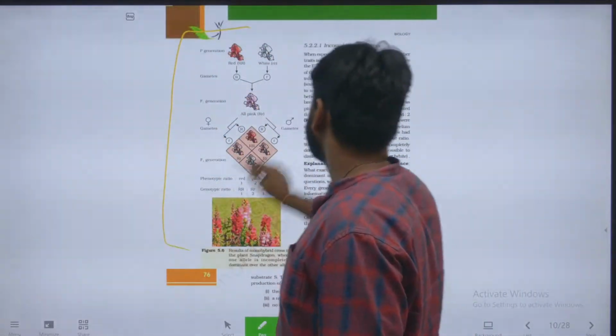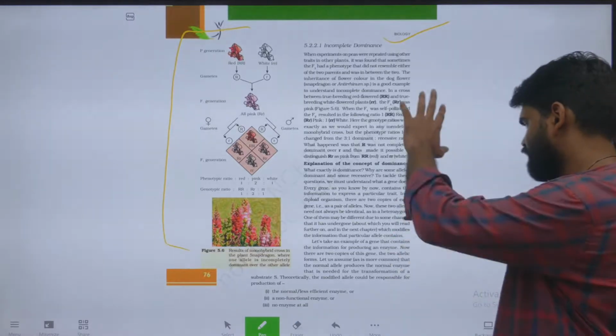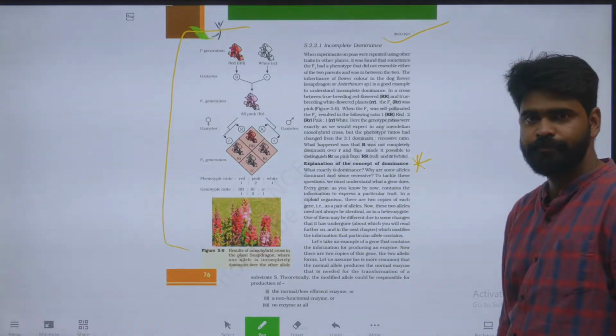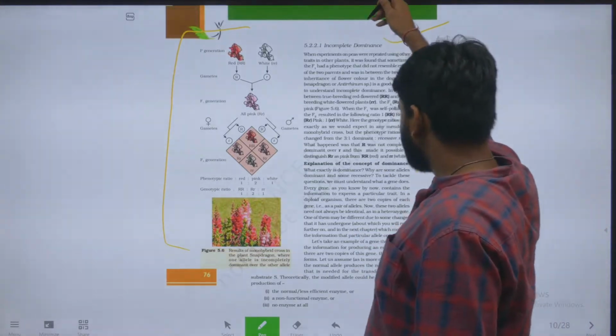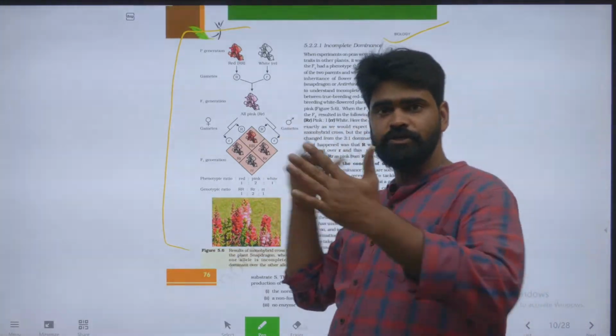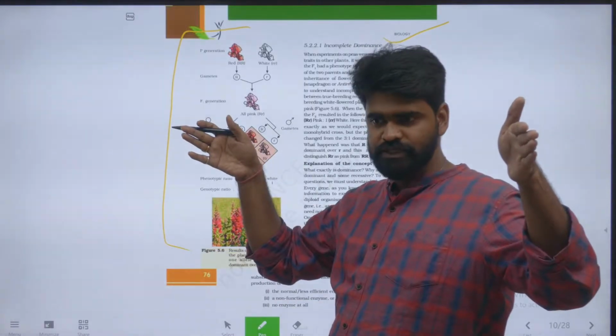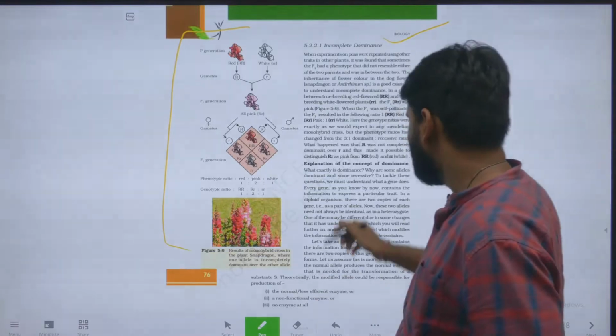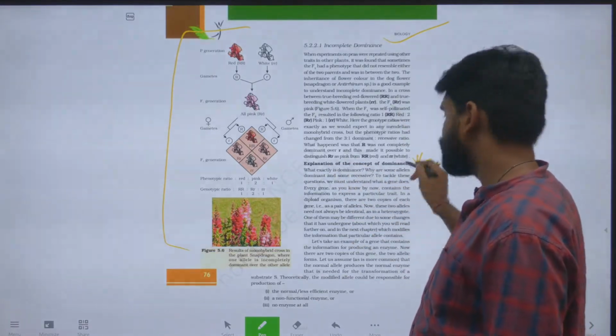This is important. And here the most important thing is what I told you. In case of incomplete dominance, the phenotype is not at either of the extremes. We are going to be in between, right? Because only one gene is functional. Now, explanation of the concept of dominance.